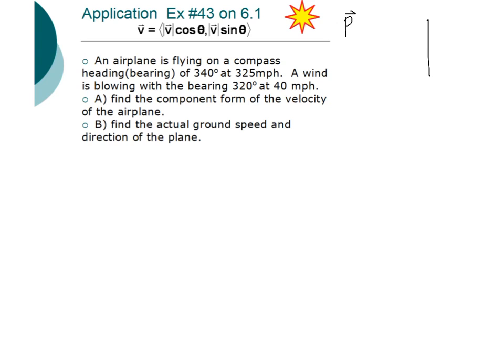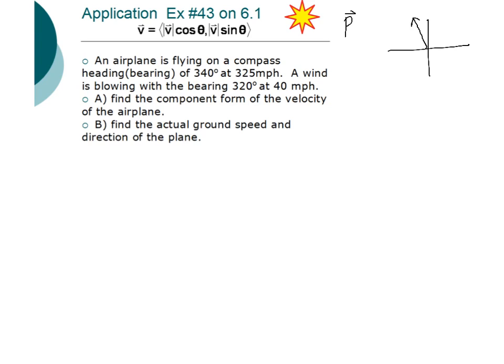And I'm going to draw this out. This airplane is going a bearing of 340. Remember, bearing is measured from due north, going clockwise, 340 degrees. That's almost all the way around. It's just shy of all the way around by exactly 20 degrees. So there's my plane vector right there.